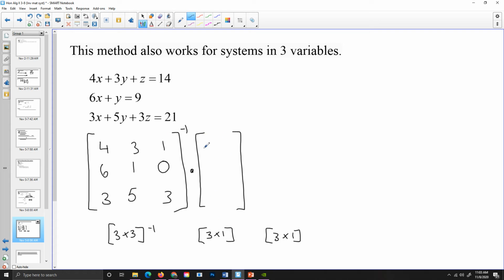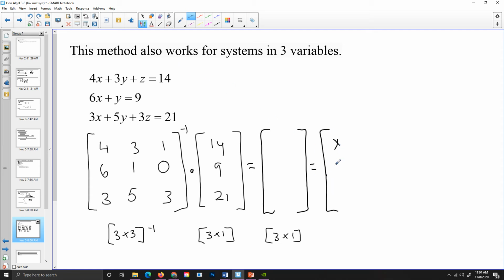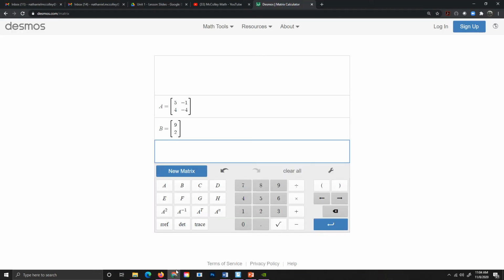And this constants matrix is going to be 14, 9, and then 21. And then the result, which we'll do only in Desmos, will be equal to the x, y, and z value when we get it. All right, so again, we're going to go back to Desmos. We'll clear this out. We're going to clear all because we want to use A and B again.